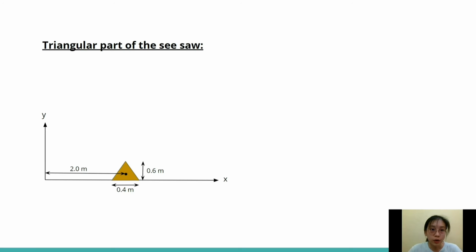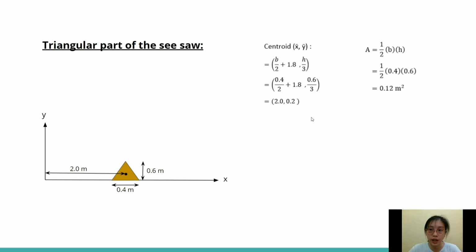For the triangular part of the seesaw, we can first calculate the centroid, b over 2 plus 1.8. 1.8 is the distance between here and here. And h divided by 3, where h is the height of the triangle, to get the centroid of the triangle, which is 0.2. Next, we need to calculate the area of the triangle, which is 1 over 2 bh, where b is the base of the triangle and h is the height of the triangle.